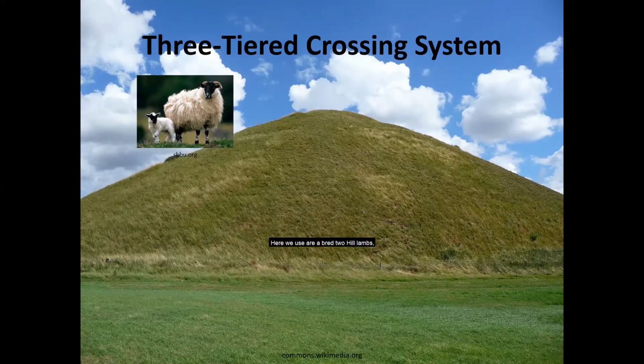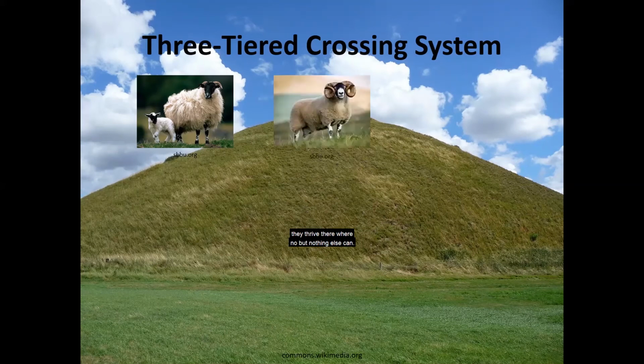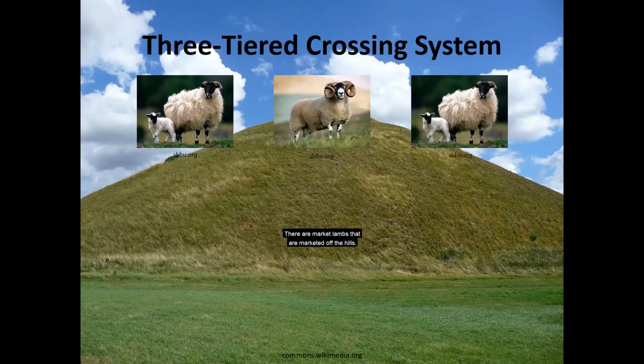But what they can do is survive in places where not many other sheep can, and they can convert forage in that system to things that we can utilize. Hill ewes are bred to hill rams. That produces more hill lambs. They become self-replacing in that system. They're hefted to that environment. They thrive there where nothing else can. There are market lambs that are marketed off the hills for sure, but many times their value is to contribute replacements back to the system. Okay, and we're going to switch back down this hill, so follow with me.